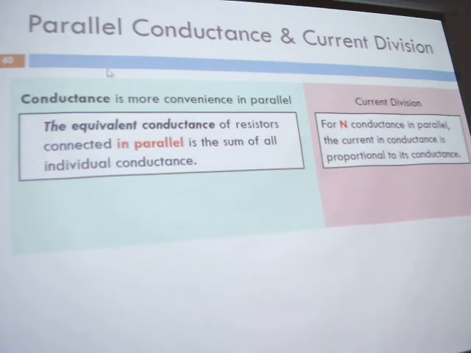Okay, so conductance is more convenient in parallel. We can see from the example, the equivalent conductance of resistors connected in parallel is the sum of all individual conductances. Our G is equal to G1 plus up to Gn. It is like the equation of resistance in series, right? So if they are connected in parallel, in most cases we use the conductance to notify. Okay.